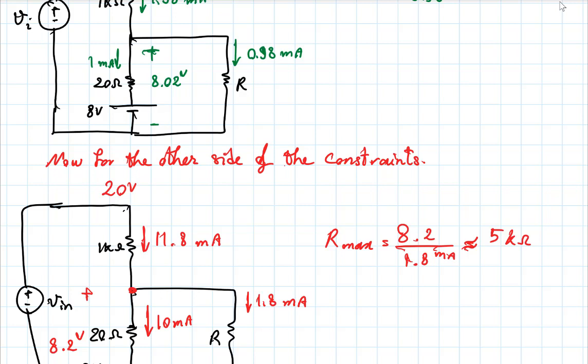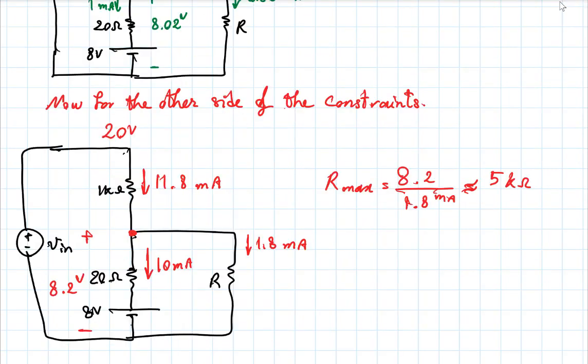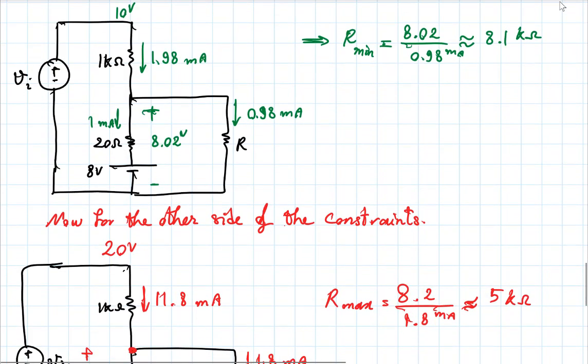So what else can I do to reconcile this? Maybe here's a suggestion for you guys. Do this quickly on your own. Assume that you have a 6 kilo ohm resistor. Put it there. See if you run into any difficulty. What if you had a 6 kilo ohm resistor there?